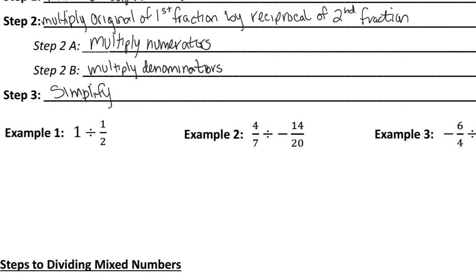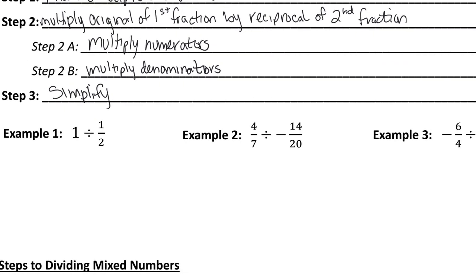So down here, in example 1, we're going to write keep, change, flip. We keep this as 1. We change this to multiplication, and then we flip this fraction to 2 over 1. And remember, 1 is really 1 over 1. So now we have a multiplication problem. We just do 1 times 2 and 1 times 1. So it's 2 over 1, or 2.